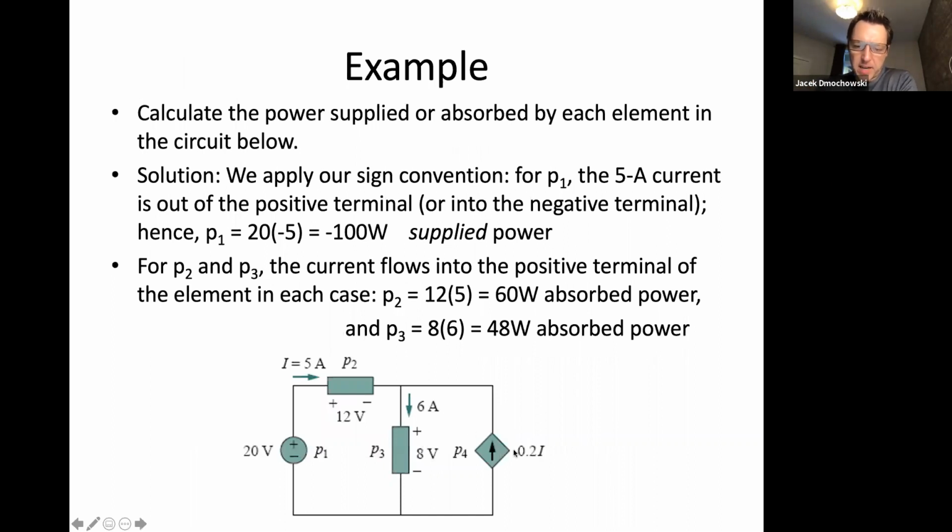Way number 1 is by noting that we know what the current is, 0.2 times I, and we know what the voltage is because these 2 elements are said to be in parallel. And so we'll define what a parallel connection is in lecture 2. But for now, all that you need to know is that P3 and P4 have the same connections at the top and at the bottom.